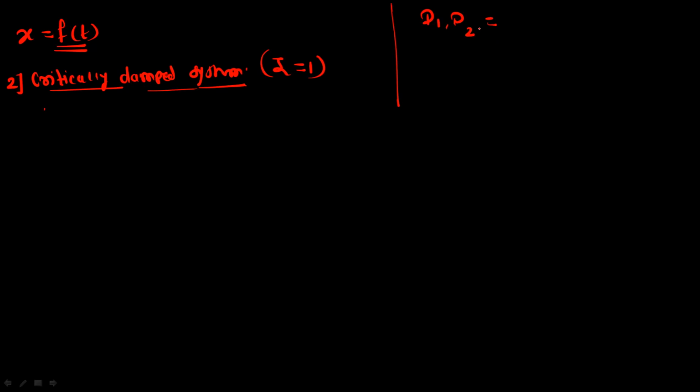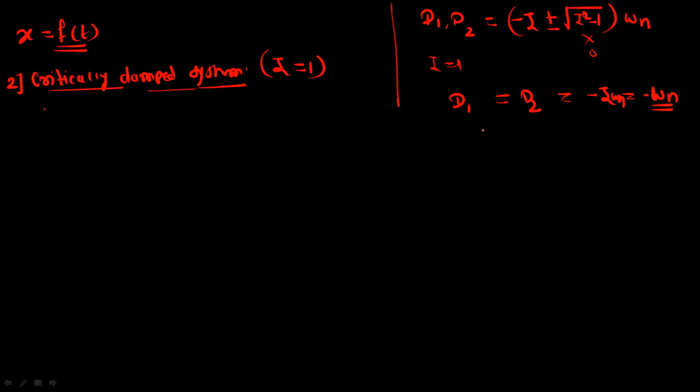so this d1 and d2, that is from the D operator method, this value is minus zeta plus or minus square root of zeta square minus 1, into omega n. So if zeta is 1, this value will be 0. So we will have the root d1 equal to d2, and that is equal to minus zeta omega n. So it is only minus omega n. So this is the case of repeated roots.